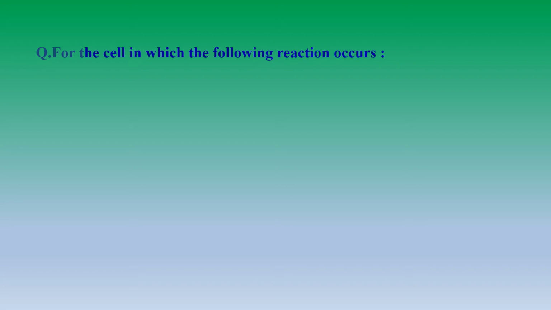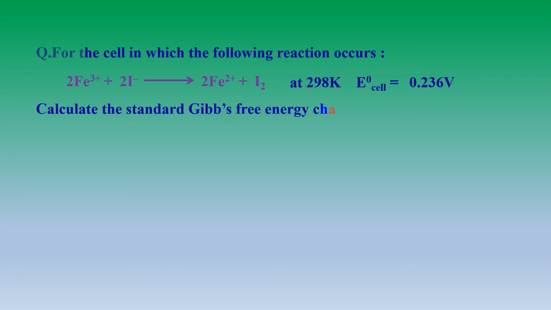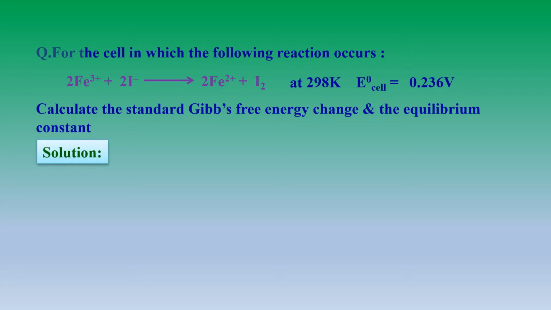For a cell in which the following reaction occurs, 2Fe³⁺ + 2I⁻ gives 2Fe²⁺ + I₂. At 298 Kelvin, E° of cell is equal to 0.236 volt. Calculate the standard Gibbs free energy change and equilibrium constant. Let me consider the solution part.